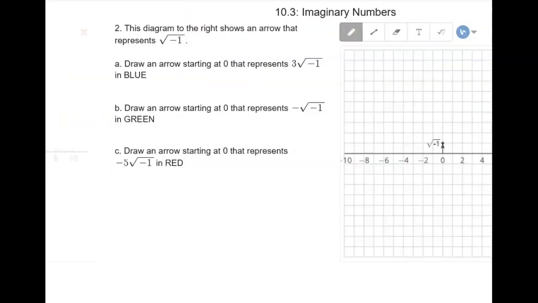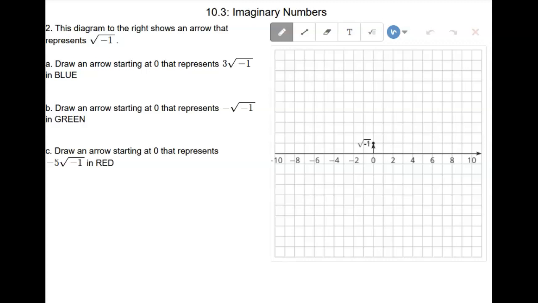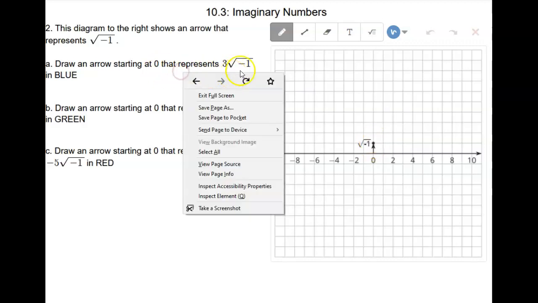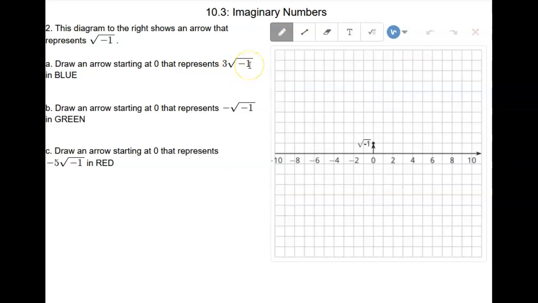So here's how we represent these imaginary numbers. Okay? We go up from 0, however many of those imaginary numbers we have. So if I have the square root of -1, I start at 0 and I go up 1, which is my square root of -1. Draw an arrow starting at 0 that represents 3 times the square root of -1. Okay? Well, I'm starting at 0 and I'm going up 3, which would be this right here. So this would be 3 times the square root of -1.